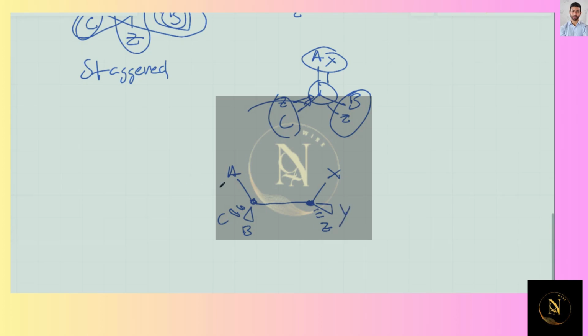Okay, so that's the two different types of Newman projections that you can have and how you would go about converting them to a bond line with wedge and dash drawing.